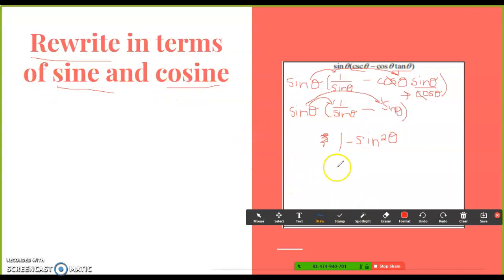Now, I want you guys to take this a step further. Notice over here, I've rewritten it as 1 minus sine squared of theta. And I just want to go back to the Pythagorean identity real quick. We have the Pythagorean identity, which says that cosine squared of theta plus sine squared of theta is equal to 1. Let's see what happens when we subtract sine squared of theta over to the other side.